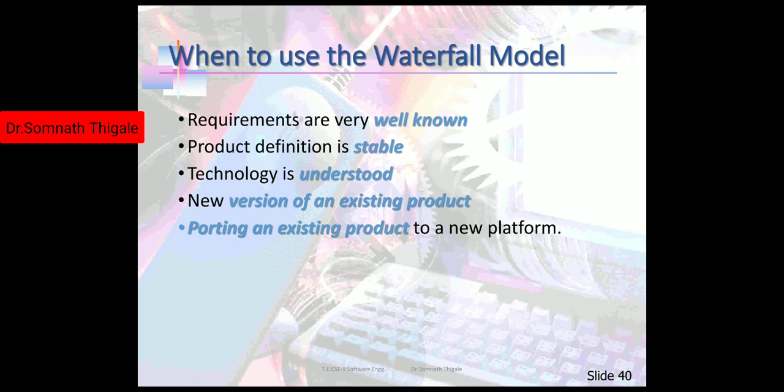So if you are well aware of the requirements, then you can use the waterfall model. If the product definition is stable, meaning there is very little scope for change in the requirements, in that case we can go for the waterfall model. If the technology you are going to implement in the project is well understood by you, then use the waterfall process model. A new version of an existing product, meaning someone's product is already ready and you want to do some customization or rebuild, in that case you can go with this. Next is porting an existing product to a new platform. In that situation also you can use the waterfall process model.